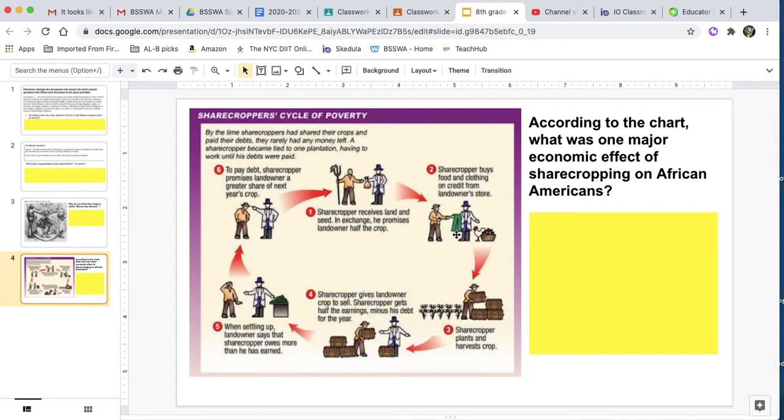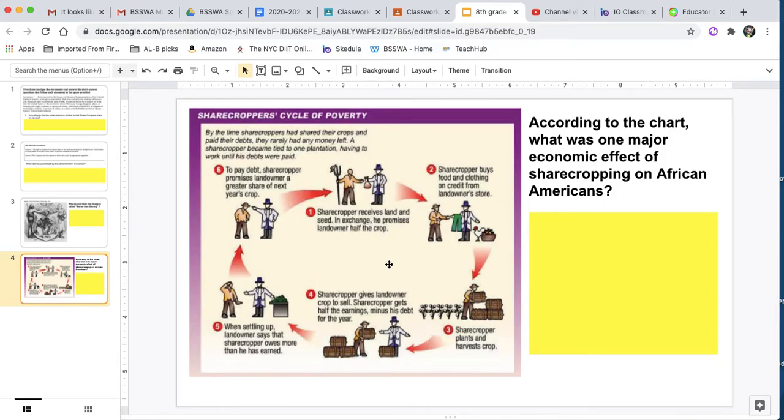Slide number 4, same thing. Look at this picture and you're going to be answering the question based on this picture. According to the chart, what was one major economic effect of sharecropping on African Americans? Just to give you an idea, this starts as 1, 2, 3, 4, 5, and 6. I'm going to go ahead and read off the different parts.